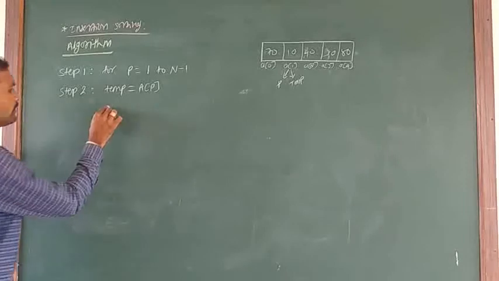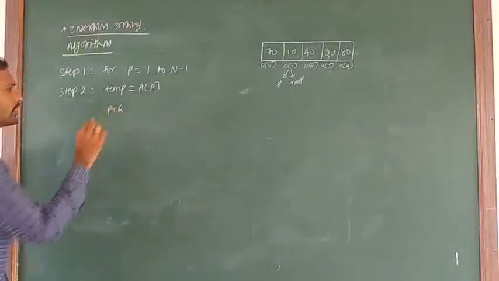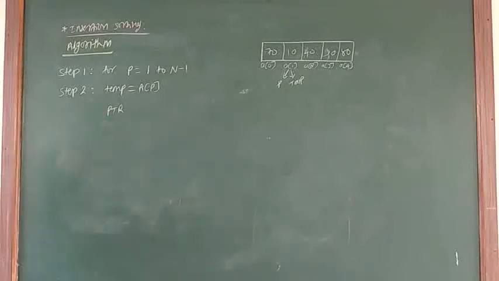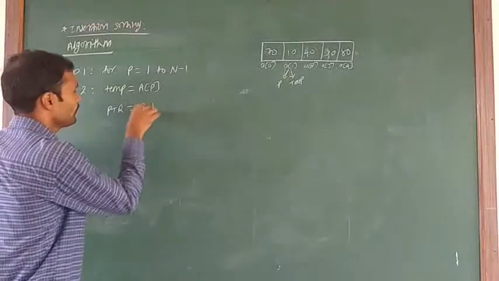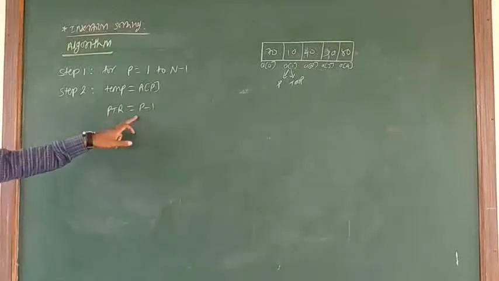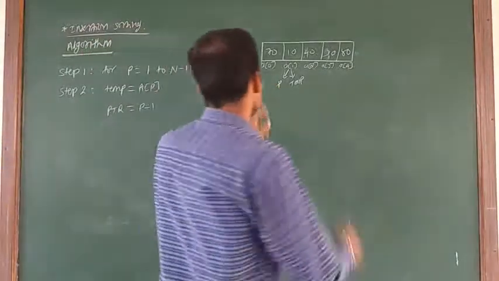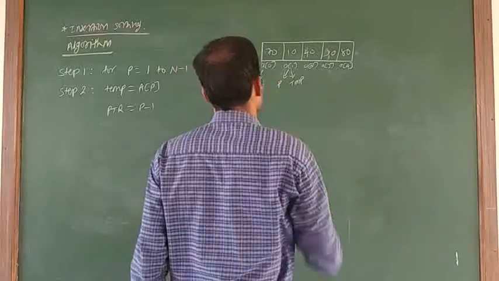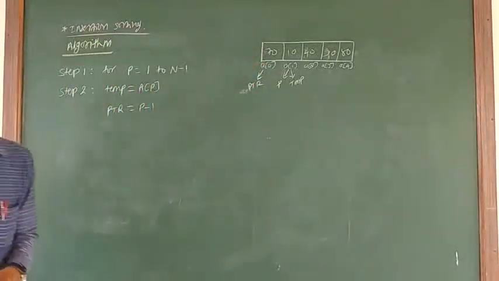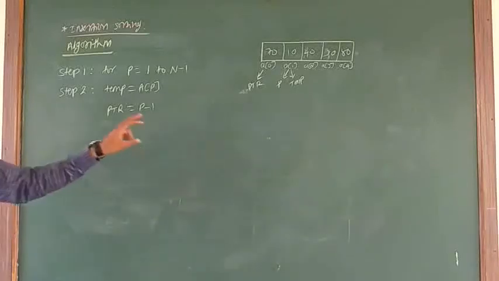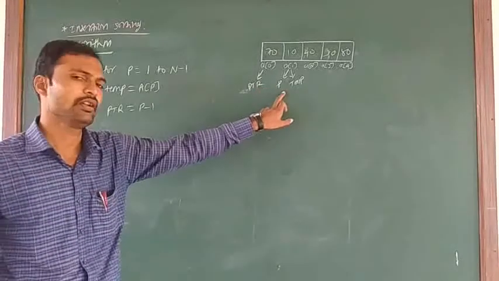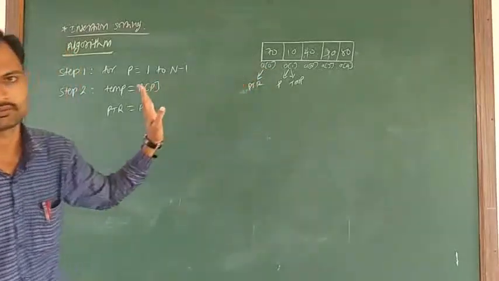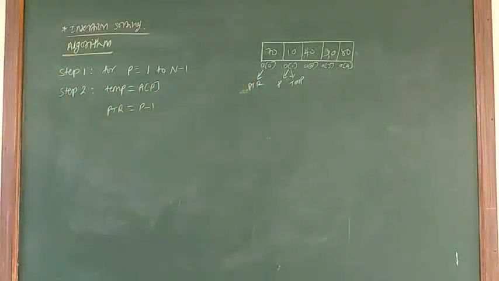Then PTR, we have taken one more variable as PTR. PTR is equal to P minus 1. This is the P, and minus 1 is this part, in this part again PTR is a pointer variable. PTR is equal to P minus 1, that is the previous value. It is 70. Now PTR is 70. Okay, PTR is 70. Then step 3.